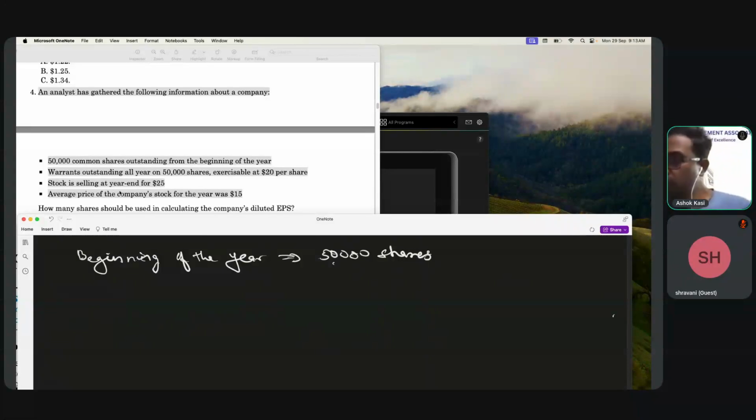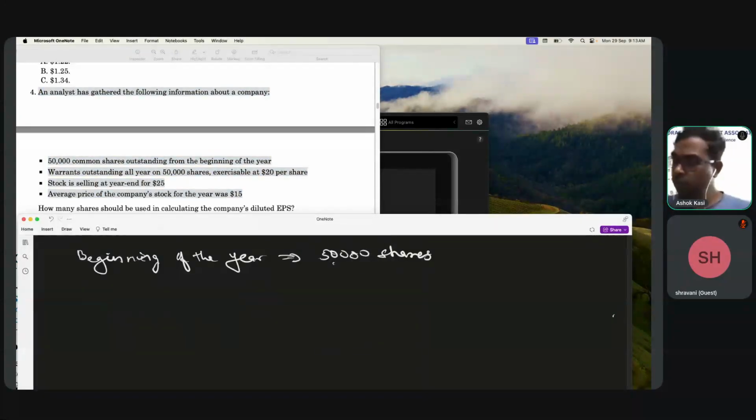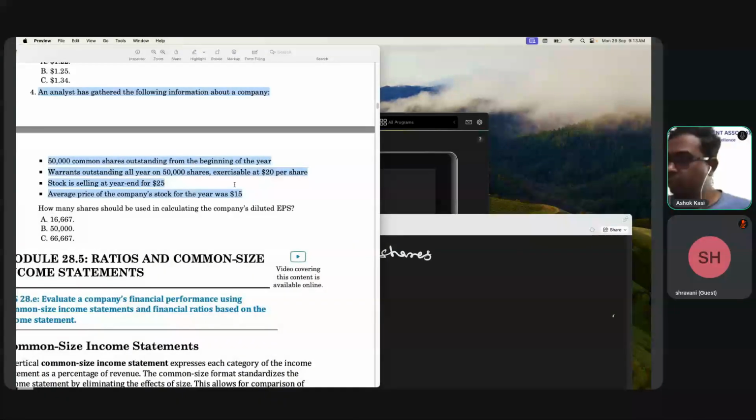Stock is selling at year end for 30, 25. We will see whether it has to be converted or not. See, exercisable 20. Stock is selling at year end. As I told you, year end price doesn't matter. Average price is 50.